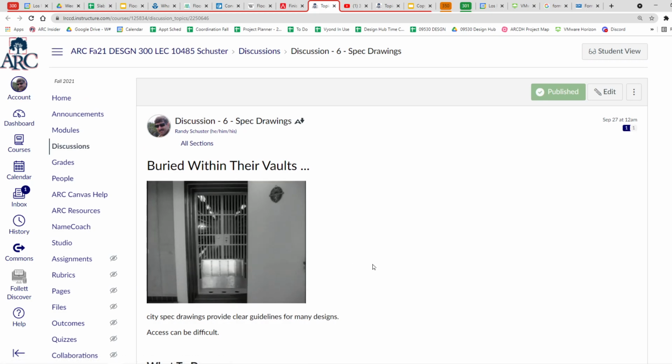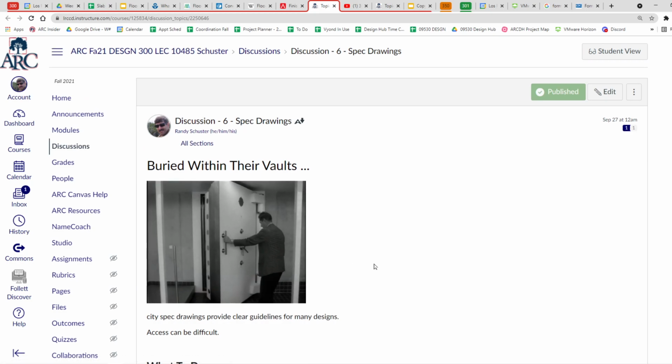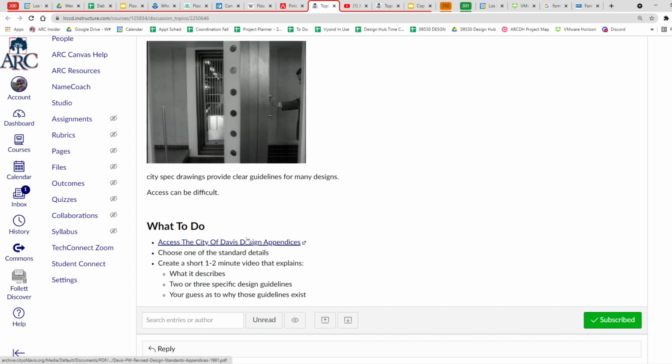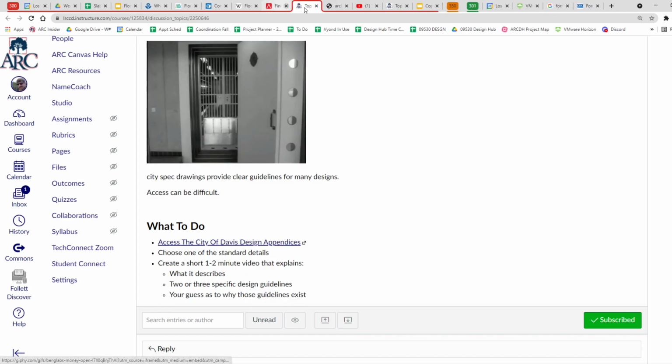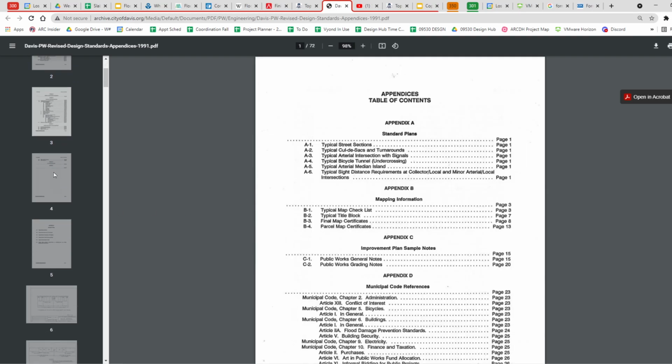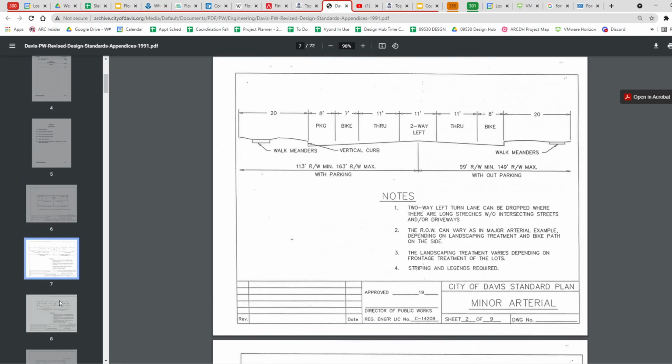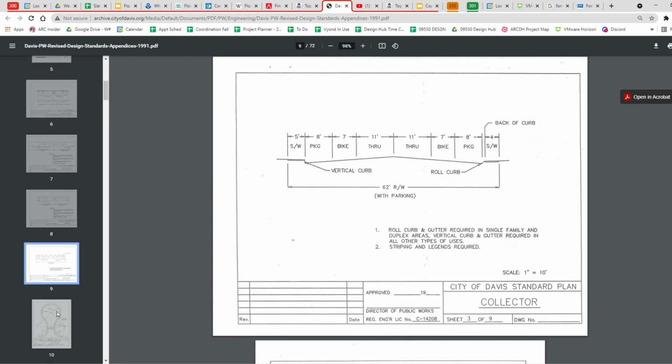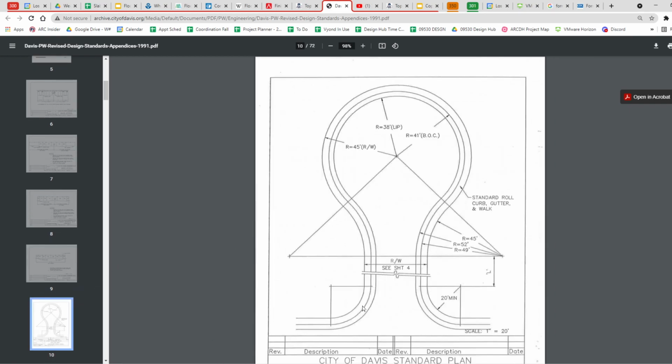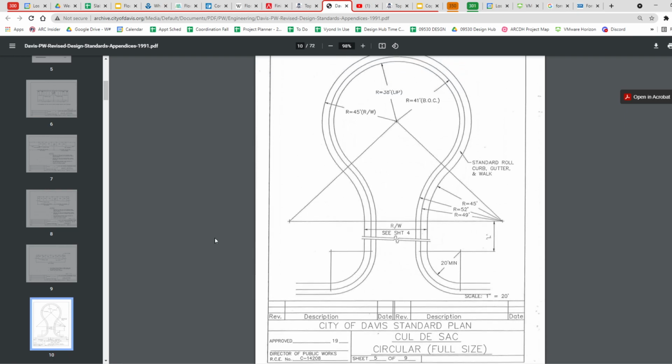Finding spec drawings can be hard. So I went and found them for the city of Davis for you. Took me about 15 minutes to find their spec drawings. And these are civil spec drawings, right? And so if you look at this, you go, what is it? Oh, it's a cul-de-sac. This is how they design a cul-de-sac.